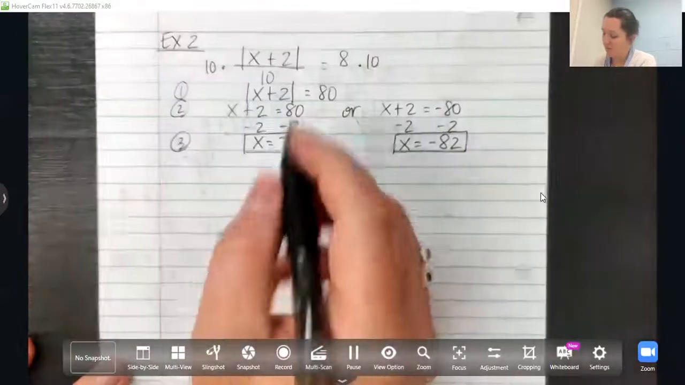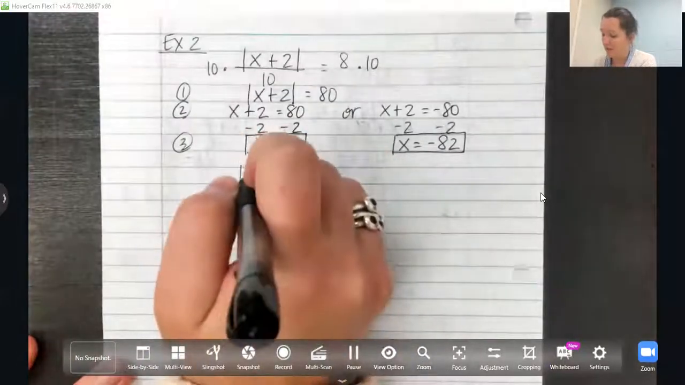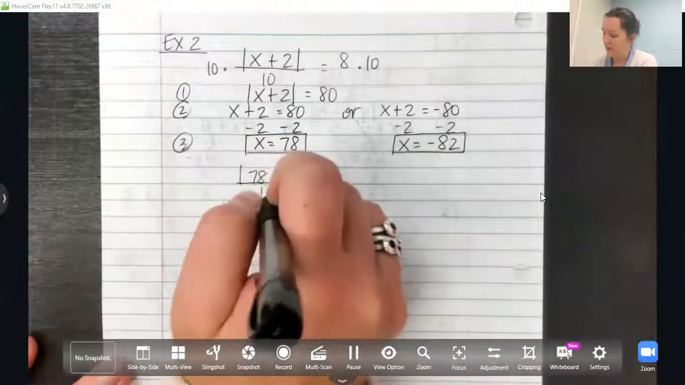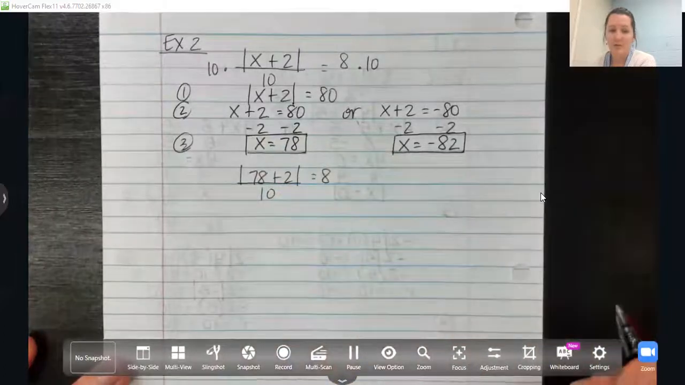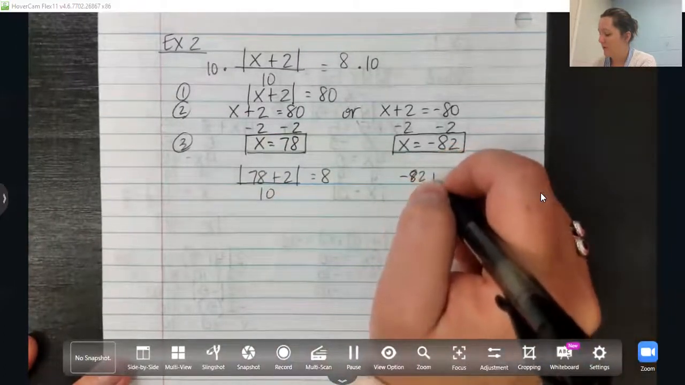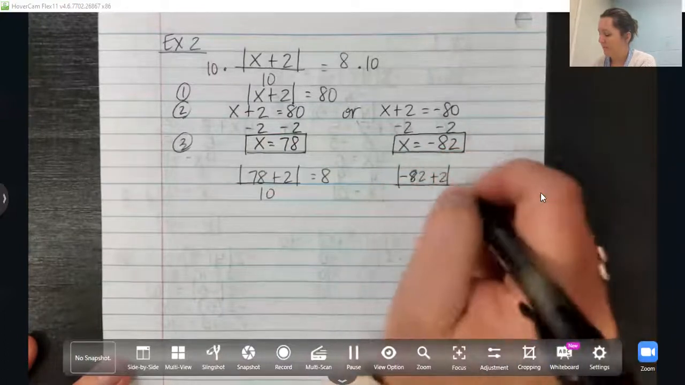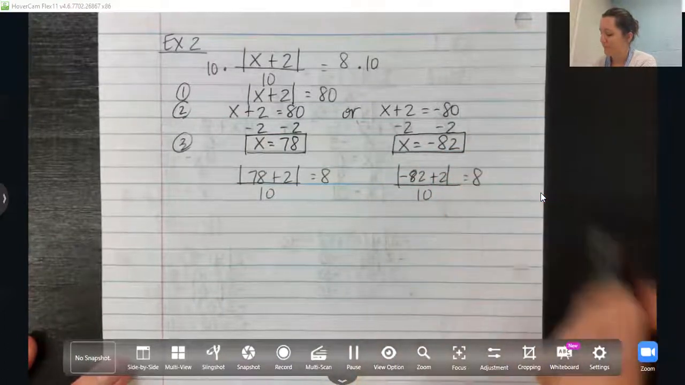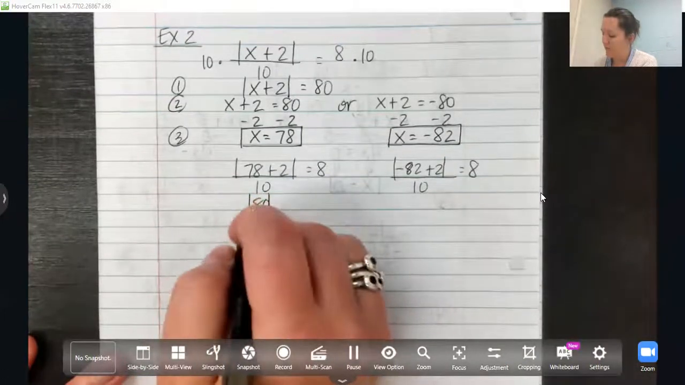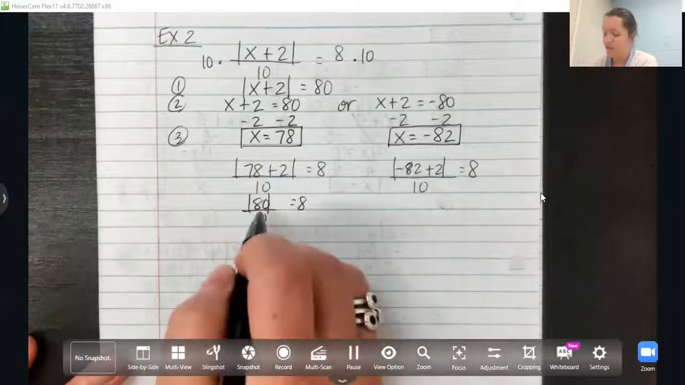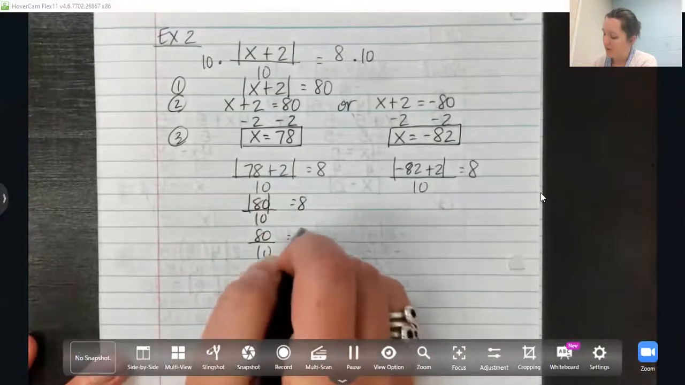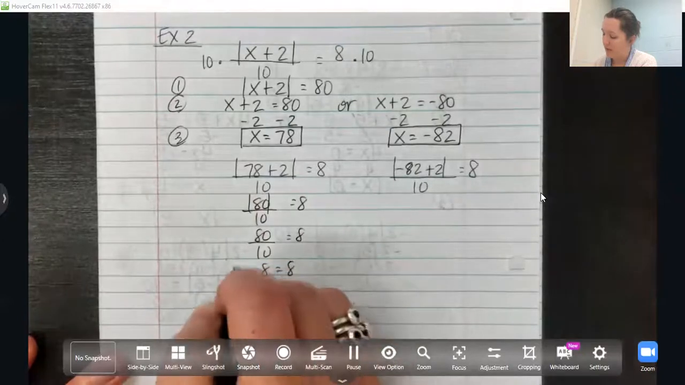Here's our step 4. We got to plug it back in and check because you never know. It could not be a solution. We'll run into some that aren't solutions. So I'm going to plug it back into the original equation. I'm going to plug in both solutions. All right, 78 plus 2 is 80. So we have the absolute value of 80 divided by 10 equals 8. The absolute value of 80 is just 80 divided by 10. 8 equals 8 here. So that checks out.